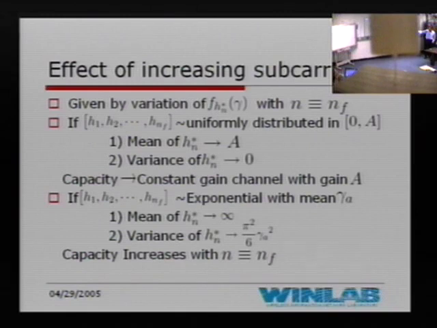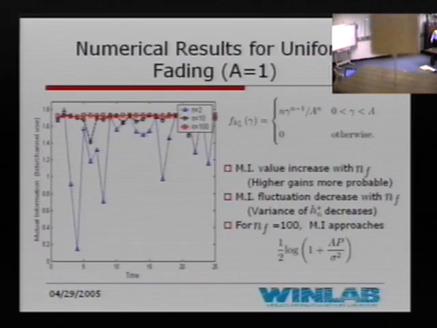And if you consider that each of the square roots of Hn were Rayleigh distributed, then Hn would be exponentially distributed with mean of gamma of A. In that case, the mean of this maximum random variable tends towards infinity and the variance is finite. The capacity potentially keeps on increasing with the number of subcarriers.